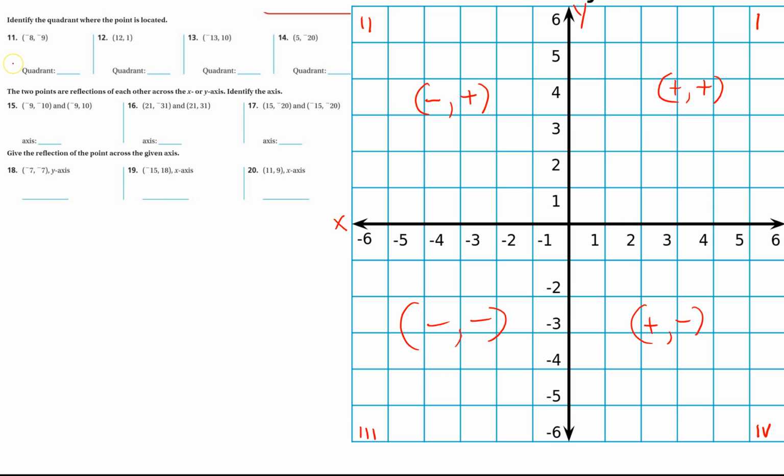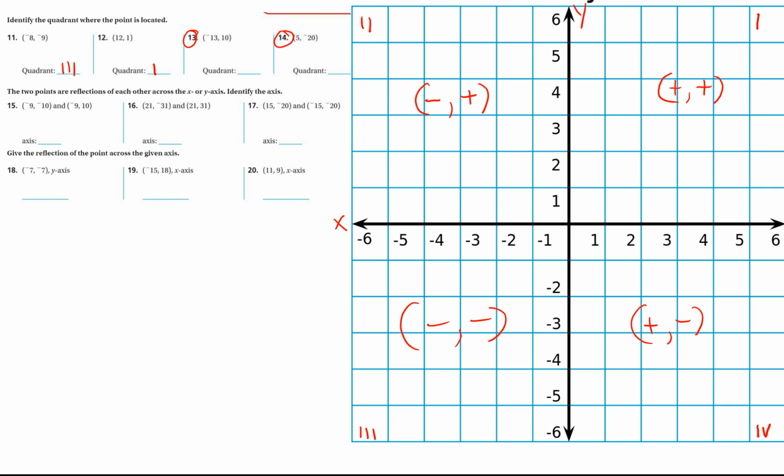Okay, so negative, negative, that tells us we're in quadrant 3. Positive, positive tells us we're in quadrant 1. Negative, positive, which quadrant would we be in? So I want you to do 13 on your own. And then 14 is positive, negative. I want you to do number 14 on your own. If you need to pause the video, go ahead and do that and then complete 13, 14 on your own. When you're done, just resume the video.